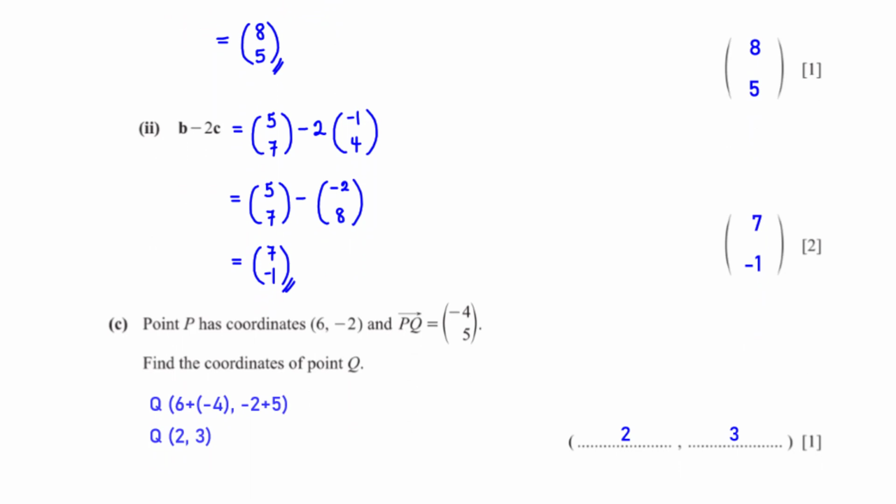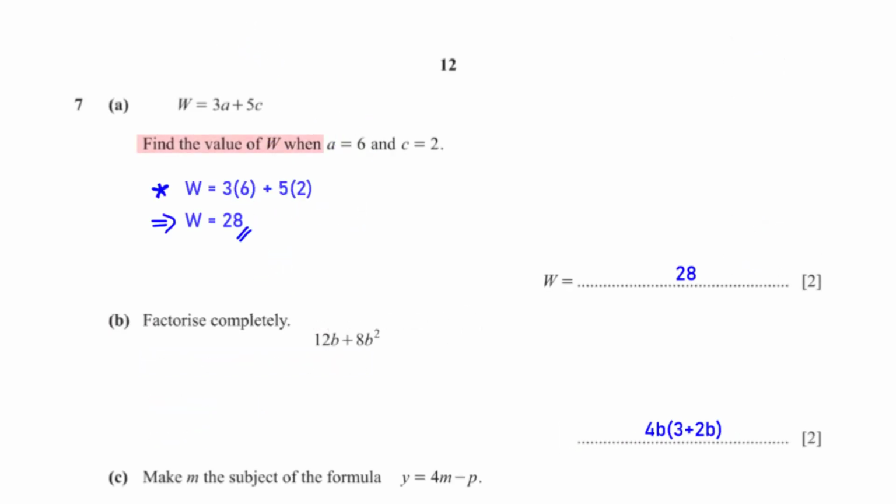Point P has coordinates (6, -2) and PQ equals (-4, 5). Find the coordinates of point Q. For the x coordinate of point Q, we add -4 to the x coordinate of point P, which is 6. So 6 plus -4 is 2. For the y coordinate, we add 5 to the y coordinate of point P, which is -2. So -2 plus 5 is 3. So we have (2, 3).